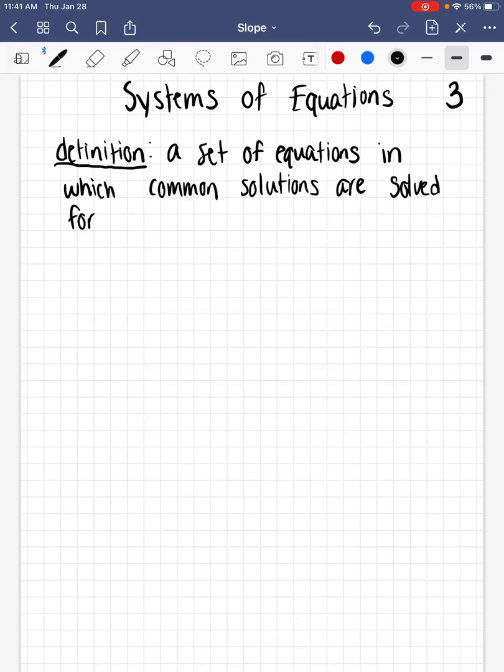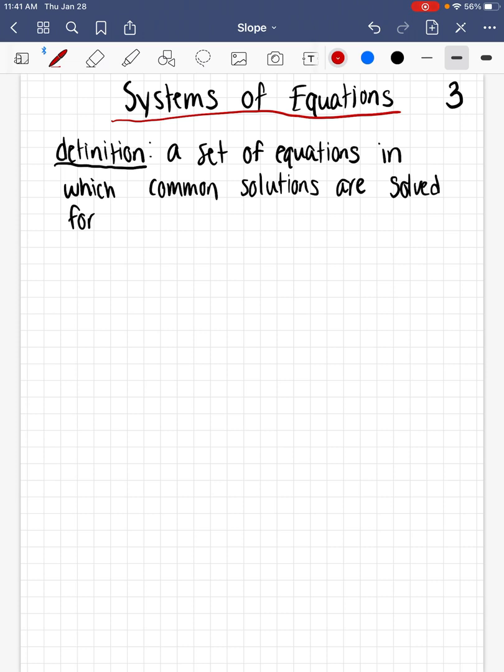Hey guys, this is Miss Dupe, and today we are going to talk about systems of equations. So that's going to be the title of your notes, and this is notes page number 3 since we started numbering our pages for the new quarter and semester.